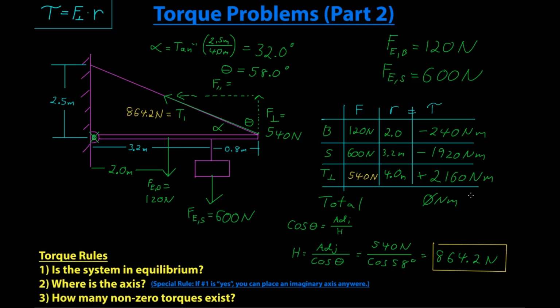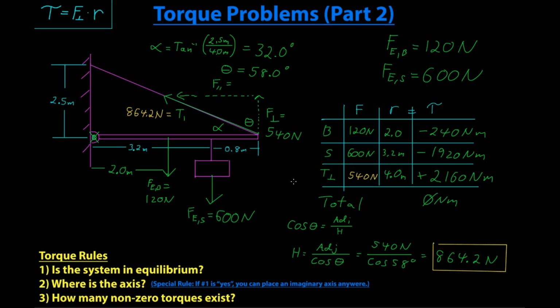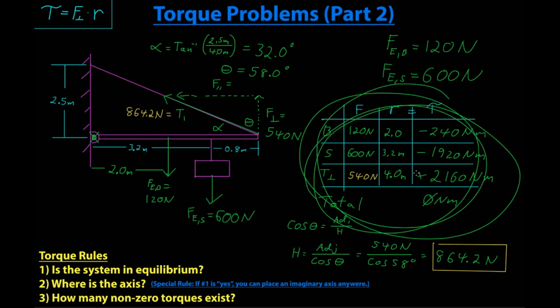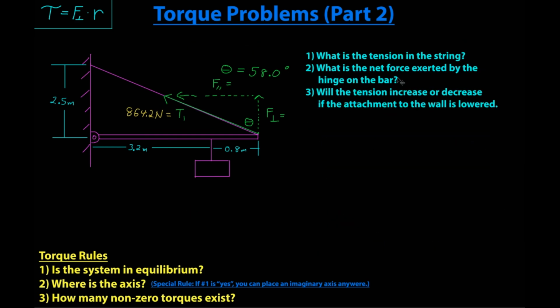So notice I used my whole system here. The biggest thing is recognizing what you have and keeping it organized. Is it in equilibrium? Yes. Where's the axis? Right here. How many non-zero torques exist? This is a very, very important question to answer. That is what allows you to make the table and put everything together. The rest of it is like filling in the missing pieces of a puzzle. All right, that answers question number 1.